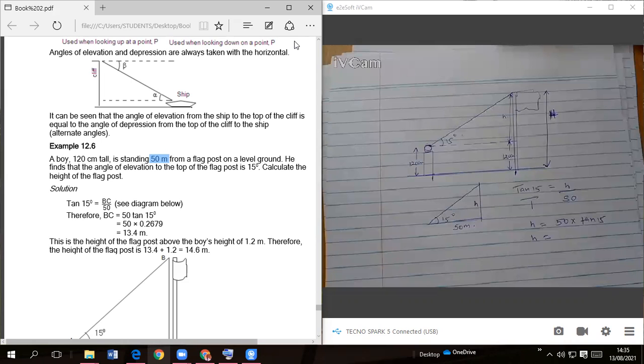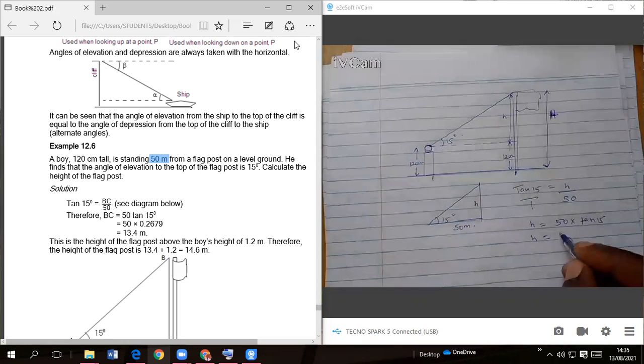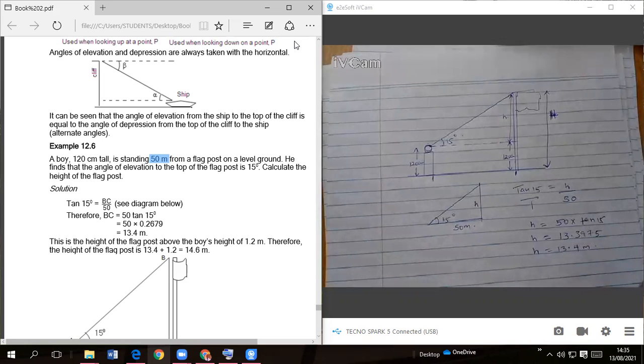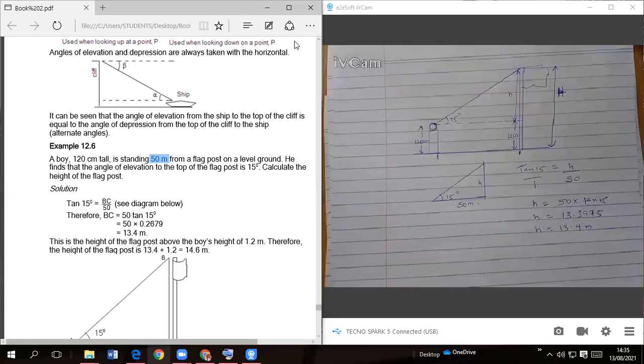It is 13 point what? 13.3975. So you can round off and say 13.4 meters.